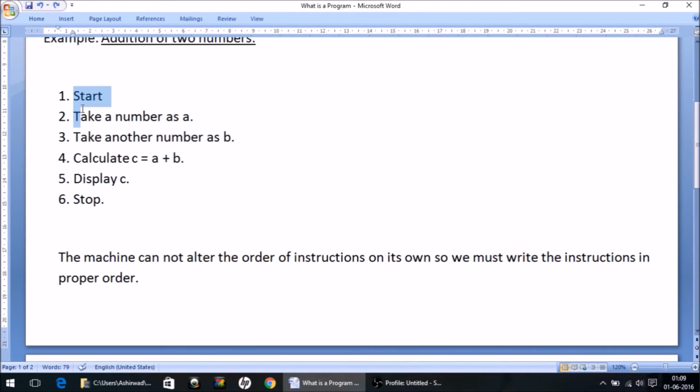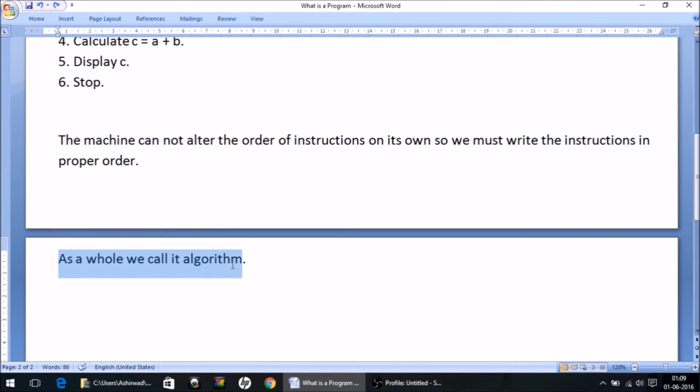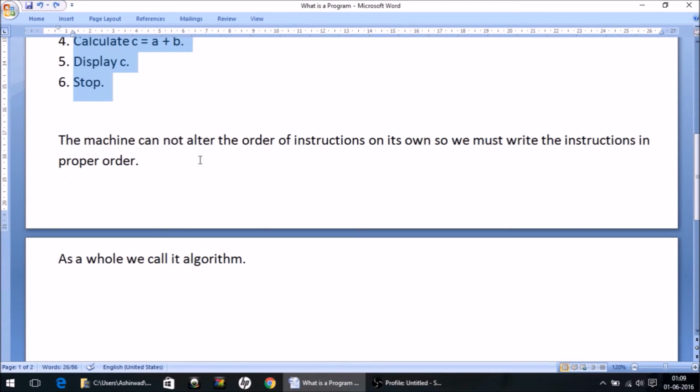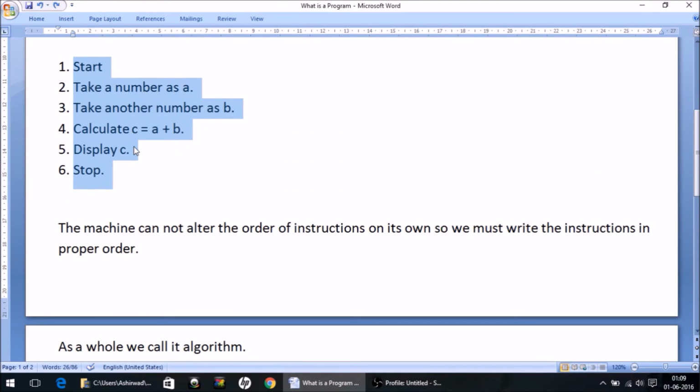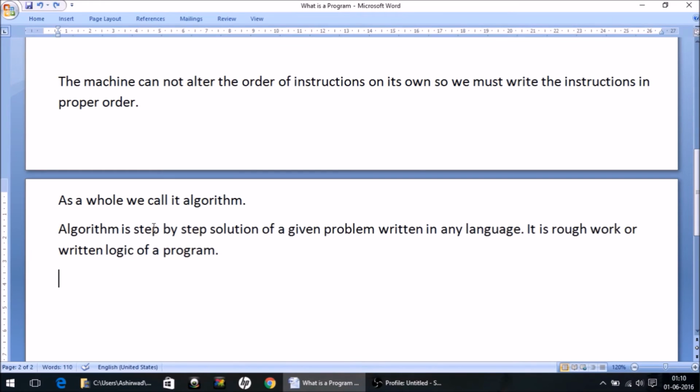Fine, so this is all about instructions. Now we have given it a name. As a whole we call it an algorithm. The steps which you are seeing right now, as a whole we call an algorithm in the world of programming. Now, is it a program? No, because it's written in the English language, but the other name we can use for it for now is algorithm. So how can we define this term? An algorithm is a step-by-step solution of a given problem written in any language. To understand it, you can say it is just rough work you do before writing a program, or it is simply the logic of a program.